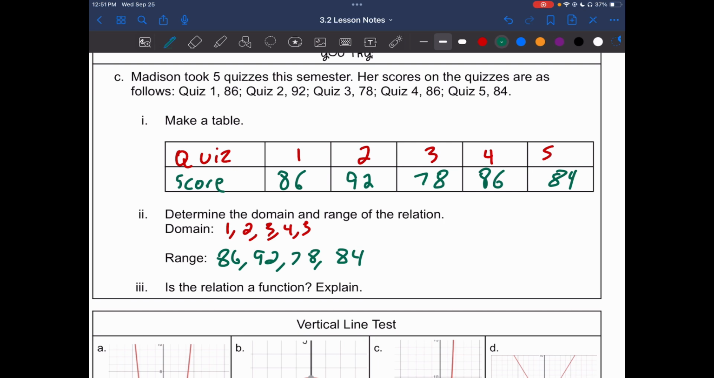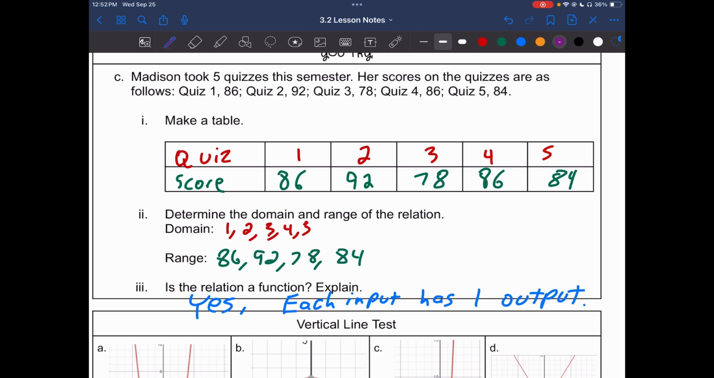Is this a function? Yes. And the reason why? Each input has one output. Now, I'm going to pose a thinking question to you. If I were to want this to not be a function, how could I change this scenario? What could I do to this setup of the question to make this not a function?